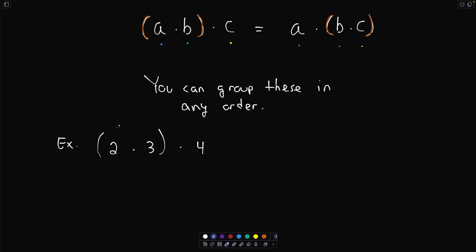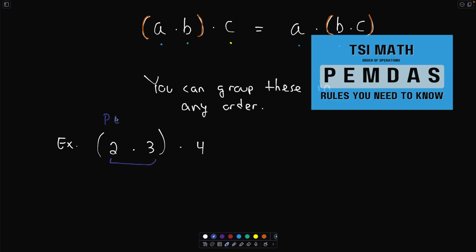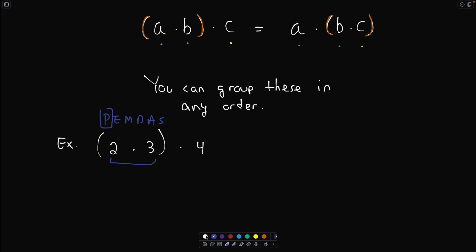Well, remember PEMDAS. We do what's first in parentheses, which is 2 times 3. That's 6. Bring down the times 4. 6 times 4 is 24. Let's test out the law. The law says that we can regroup these in any order, so let's find out.